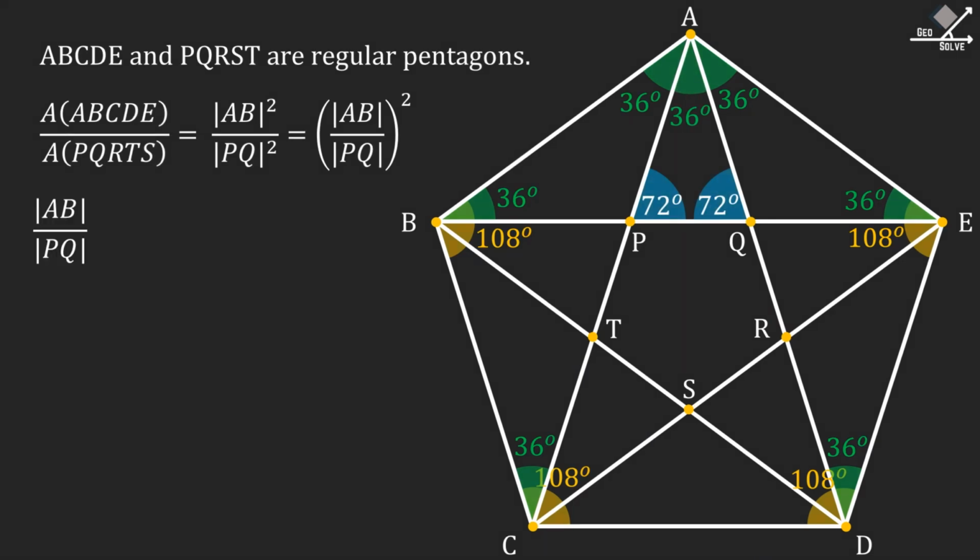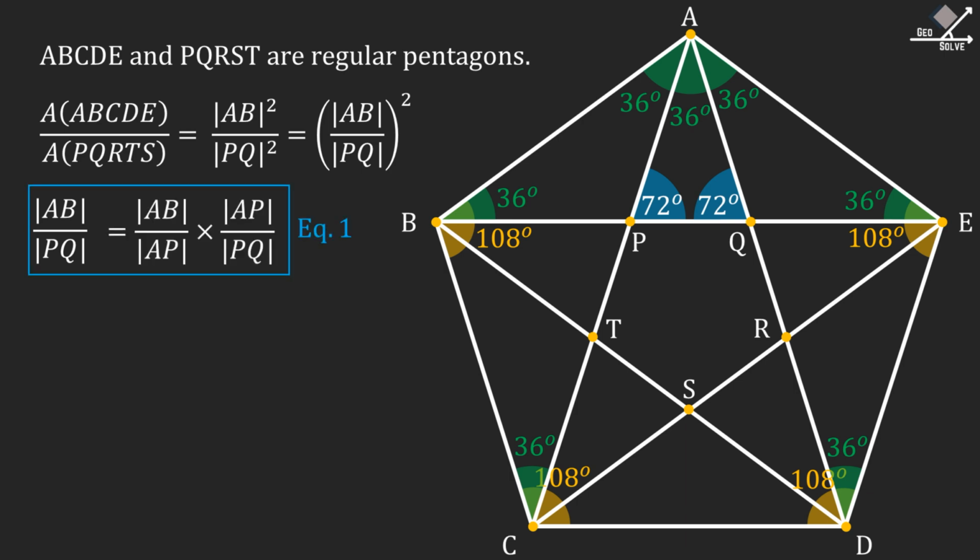Now let's focus on the ratio we are looking for again. We can write this ratio also like this by multiplying both the numerator and denominator by AP. And let's call this equation 1.